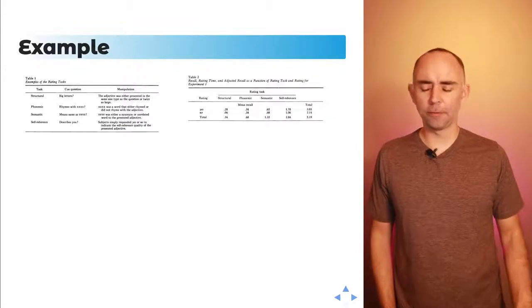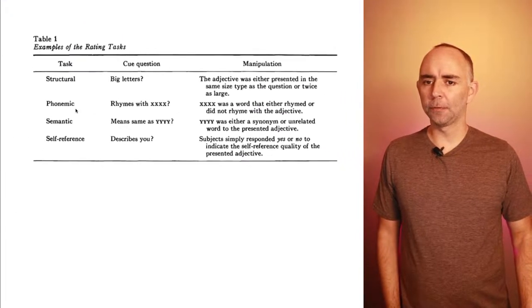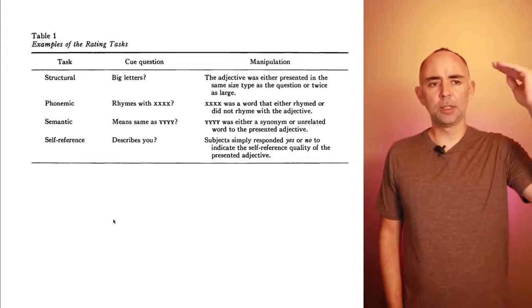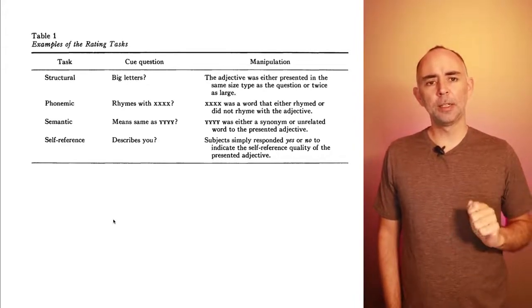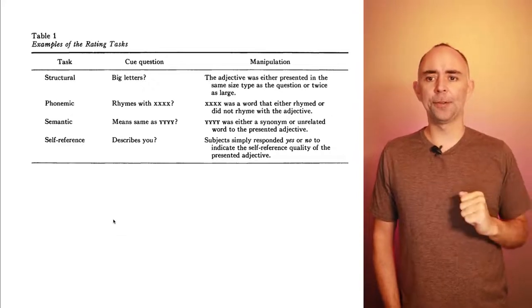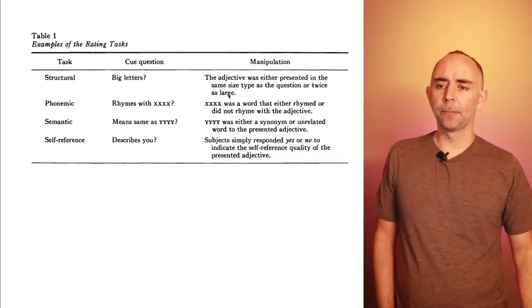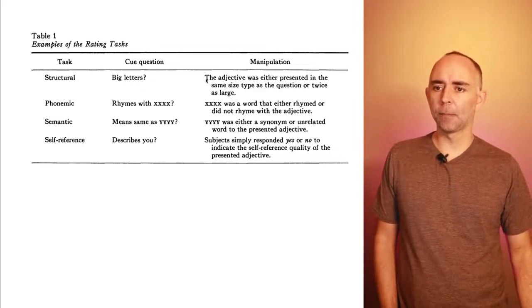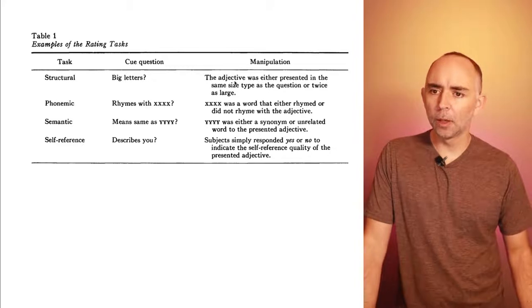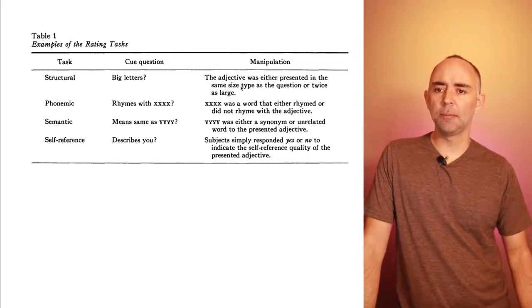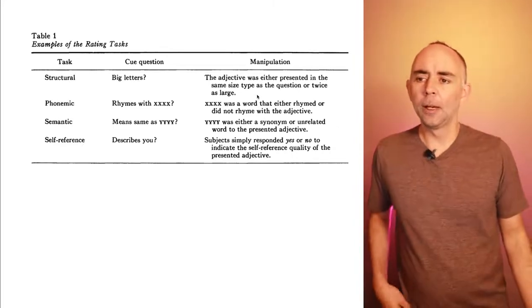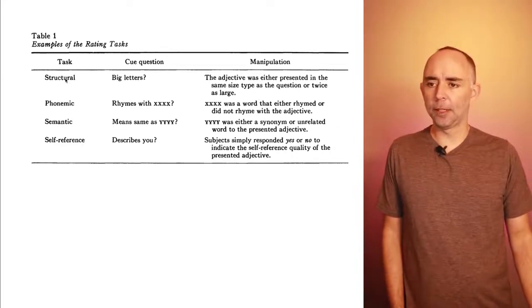One of the examples we actually saw in an earlier part was the self-reference effect. This is a table showing us an example where people were given different kinds of encoding tasks intended to cause shallow to deep levels of encoding. For example, in a shallow encoding task, participants were shown words. These words were adjective words. And they were either presented in the same size font as the question or twice as large. So you're looking at a word, it's either small font or big font. And the task is to say if the words are big or small.